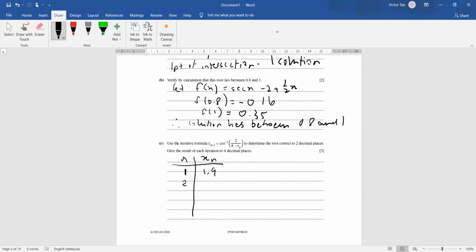just key in your calculator. So this is arccos 2 over... Oh, sorry, this is 0.9. My bad. Okay, that's better. 0.8696.